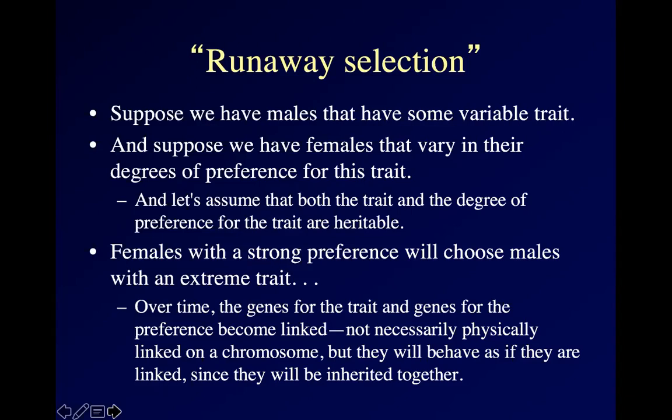Right? If I'm a beetle, I might inherit fast stroking genes from daddy beetle and preference of fast stroking genes from mama beetle. I'll have both of those genes and I'll pass those genes on together. And so the genes for the trait and the genes for the preference act as if they are linked on the chromosome.